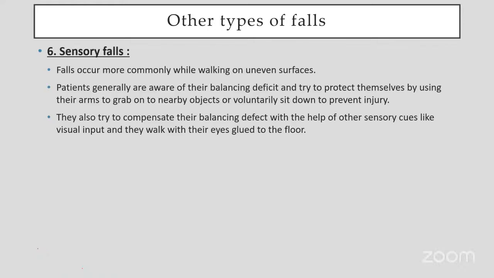Other types of falls are the sensory falls. This is due to sensory ataxia and occurs more while walking on uneven surfaces. These patients are generally aware of their balancing deficit and try to protect themselves by using their arms to grab nearby objects or voluntarily sitting down. They tend to use sensory cues like visual input and walk with their eyes glued to the floor.